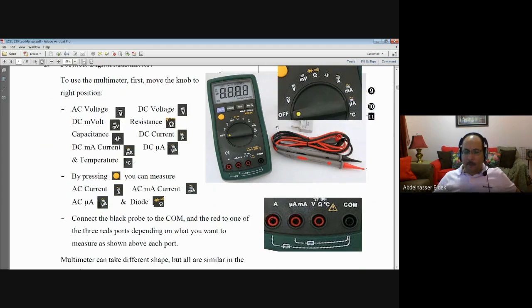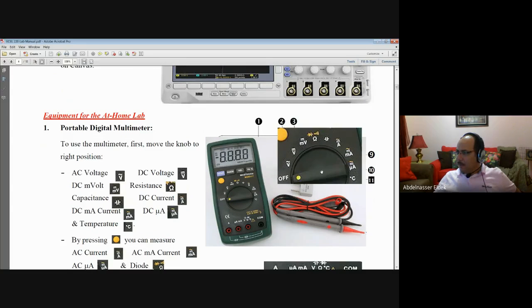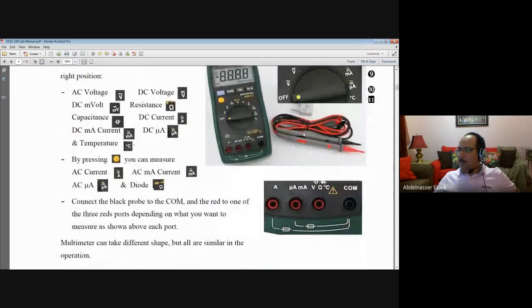So if you want to do these measurements, you have to use this multimeter. And you have to be careful when you use it. Two steps are very important here. Number one is to move the knob to the right position. Assume, for example, that I want to measure the resistance. I have to move the knob to ohm, to this one. Then after that, you need to connect these two probes to the right positions.